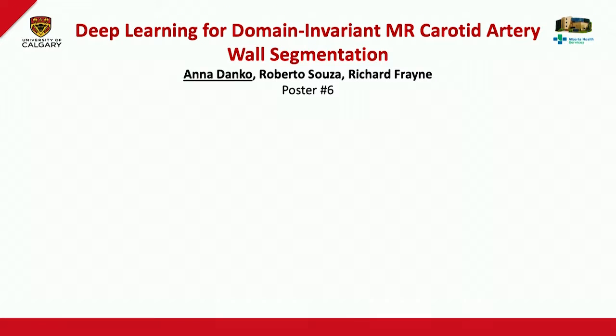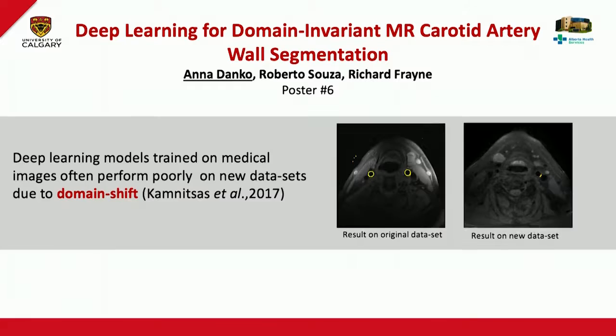Hello. So our goal is to develop an automatic tool for carotid wall segmentation. And nowadays, it's not so much a question of whether we can do this with deep learning, but whether the deep learning model we make is going to be usable. So in medical imaging, deep learning models tend to lack generalizability. That is, when they're tested on a new data set, they tend to perform poorly.